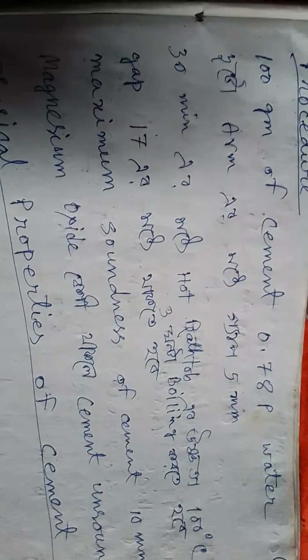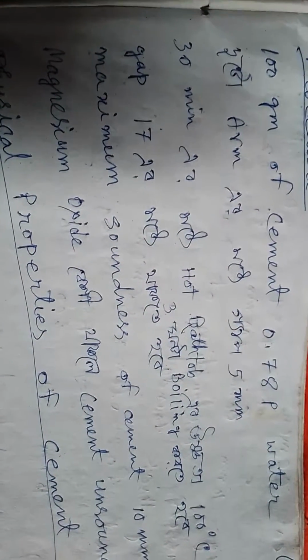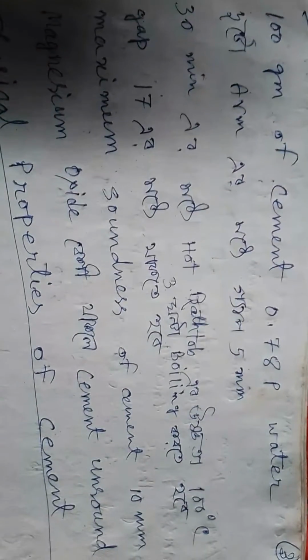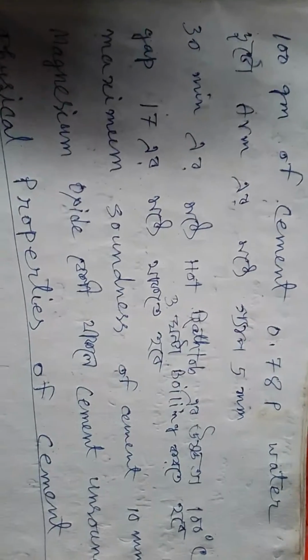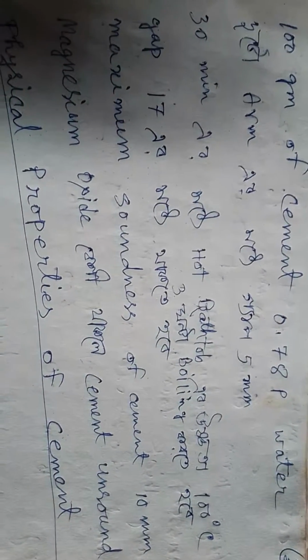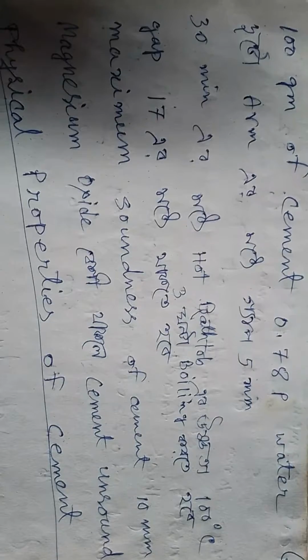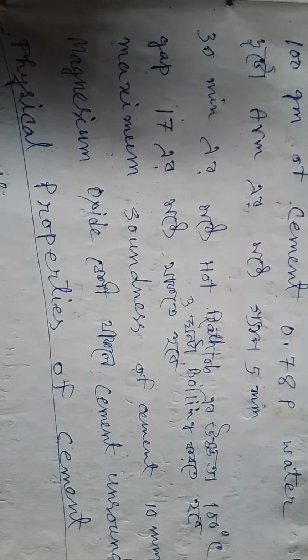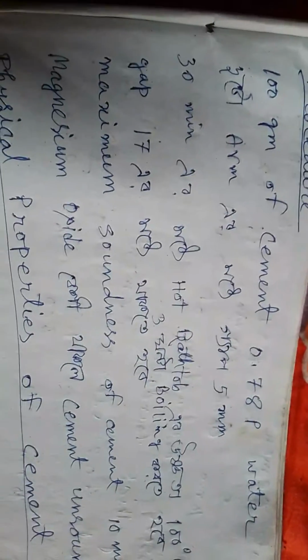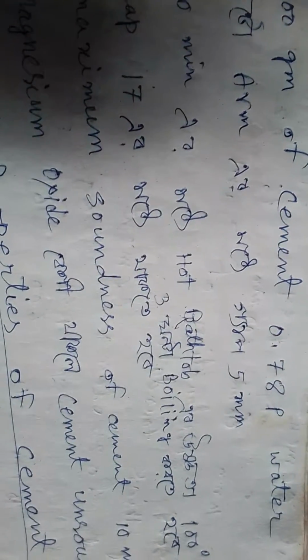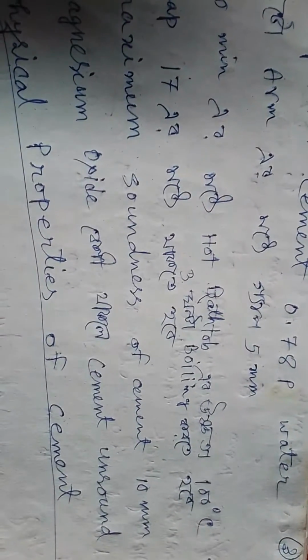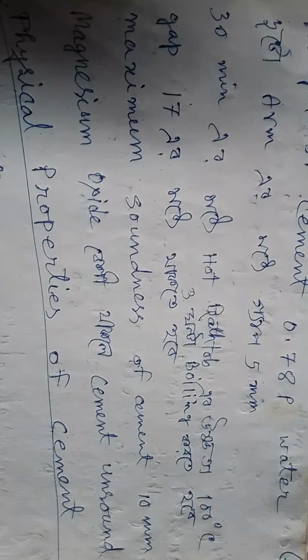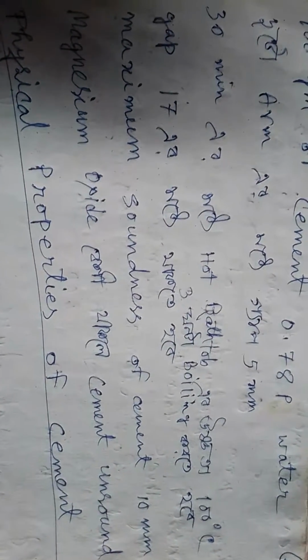After 1 day, it is picked up from the water and placed into a hot bath of temperature 100 degrees centigrade, and it is boiled for almost 3 hours. After that, it is picked up from the bath and the distance between the two arms is measured. The maximum soundness of cement is 10 mm, and if magnesium oxide is present, the cement becomes unsound.